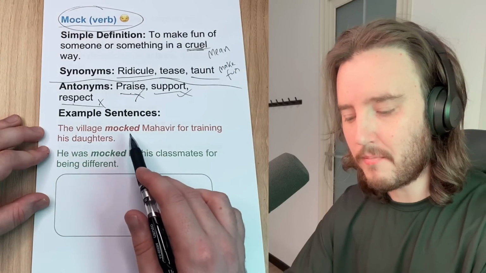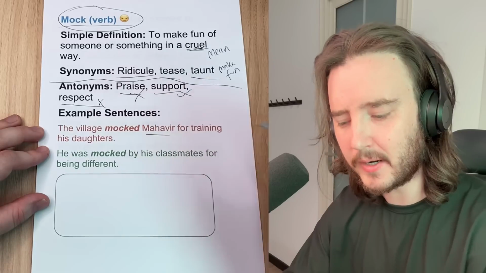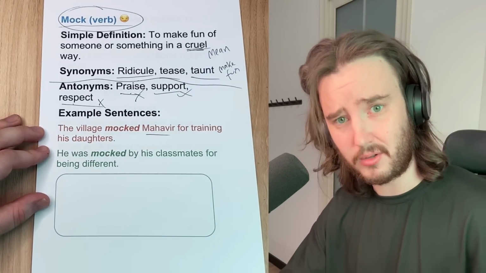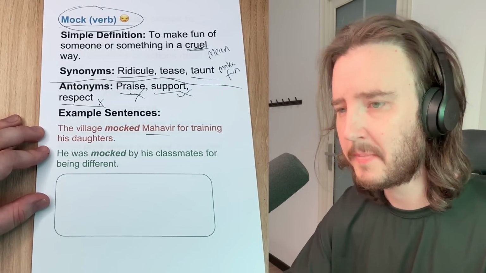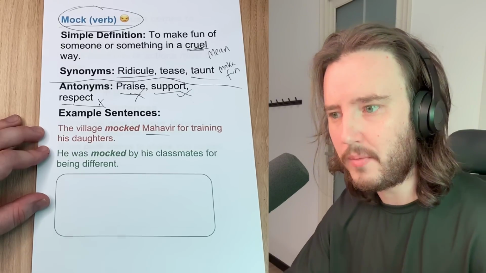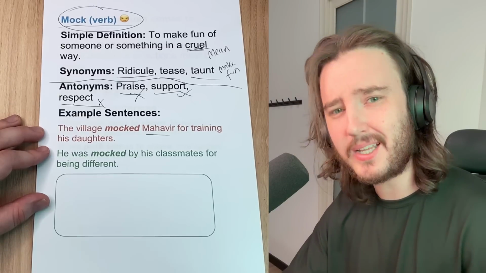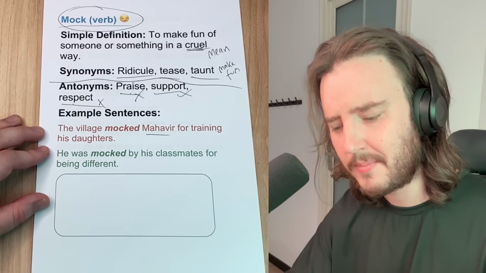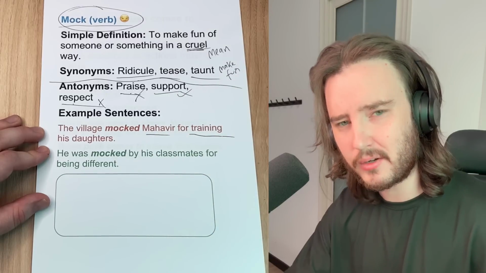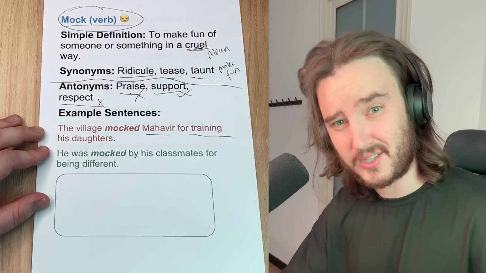The village mocked Mahavir for training his daughters. Mahavir has this big dream. He was a pro wrestler, a professional wrestler, and he had this big dream of getting a gold medal for India, right? He wanted sons to help him achieve that dream. He had daughters instead of sons, so he's training the daughters. And this is very unconventional, as we talked about.